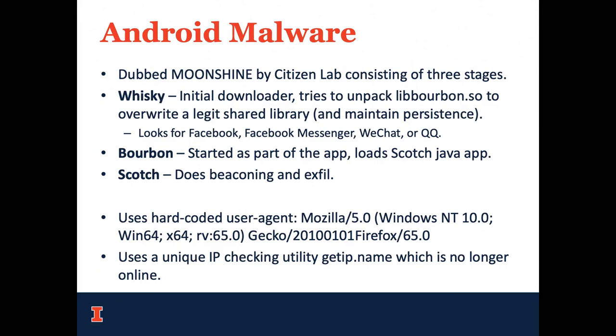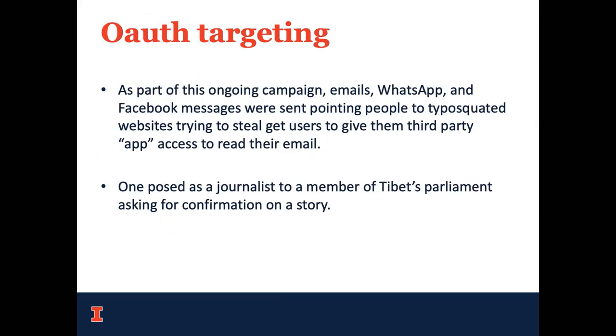Bourbon then would start as part of the app, and it would sideload Scotch as a Java app that did the work of checking in, exfiltrating data, and doing the work of the adversary. It had a hard-coded user agent and used a unique IP checking utility, getip.name, that's no longer up. Others haven't seen that lately, but that service is now down. They didn't use the conventional things that most malware authors have done.